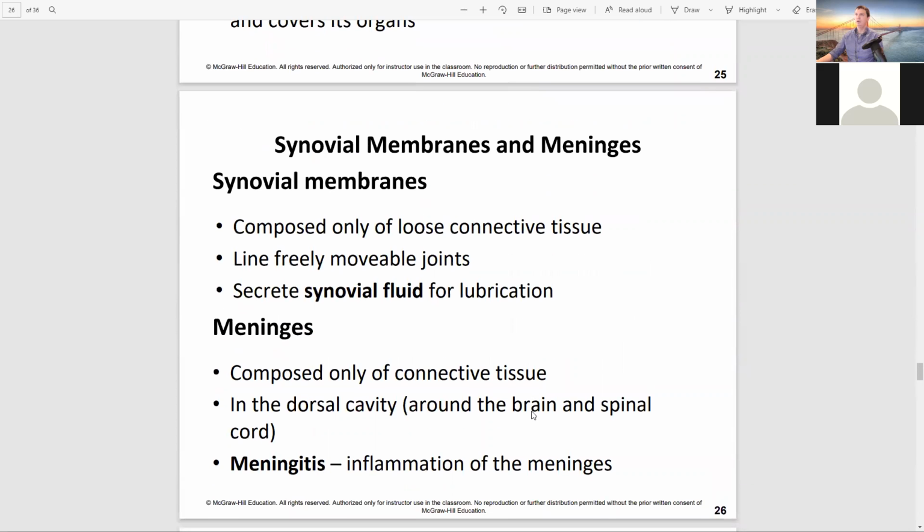Okay, synovial membranes are composed of only loose connective tissue, line free-moving joints, and secrete synovial fluid for lubrication. And then the meninges are composed only of connective tissue, and these are in the dorsal cavity around the brain and the spinal cord. And meningitis is inflammation of the meninges.